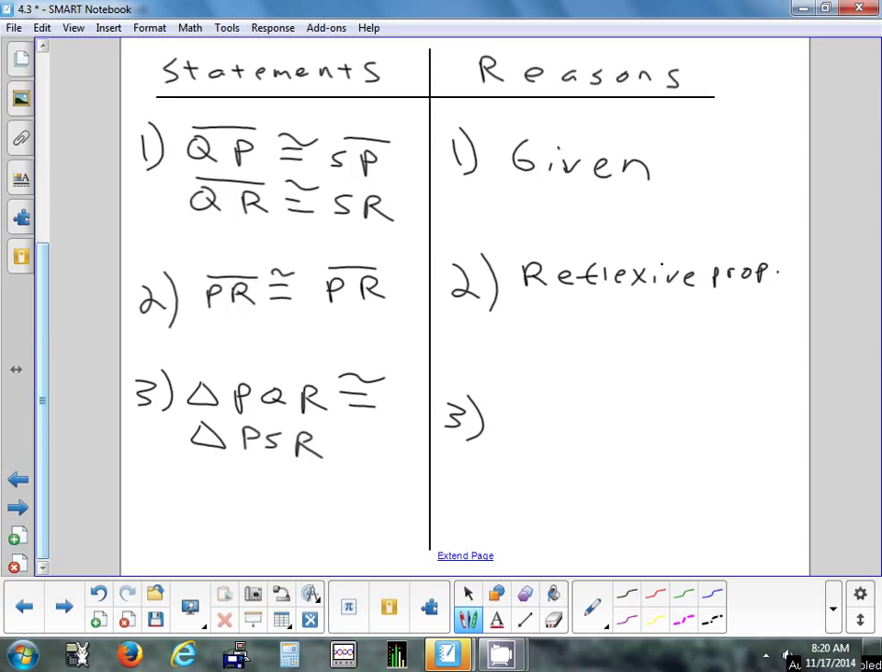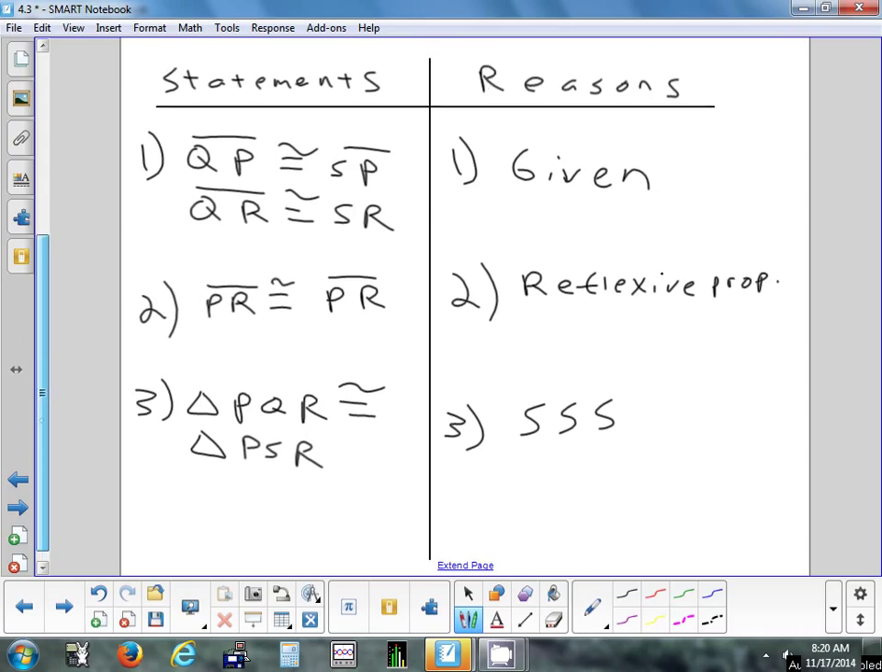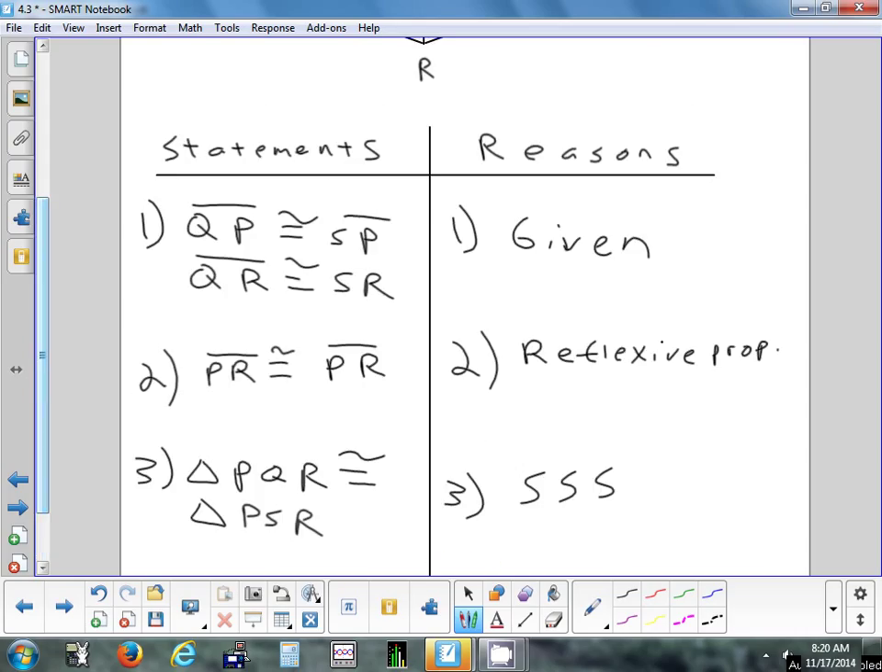And the reason? Side, side, side. Okay, and that's a postulate. Side, side, side congruence postulate. And that's it. Okay, any question on that? Okay, so there will be some proof similar to this on the test. Okay, this section really, it is all proof.